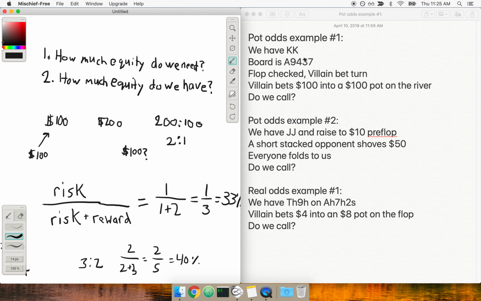We have pocket kings. They bet $100 on the river. Are we beating enough hands? Is our opponent bluffing with something like Queen Jack? Are they going to be betting a 10-9 for value? Are they going to be betting pocket queens for value? So we'd have to ask ourselves these questions to see if we have enough equity. But this video is more focused on how much equity do we need.